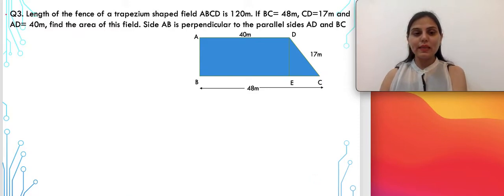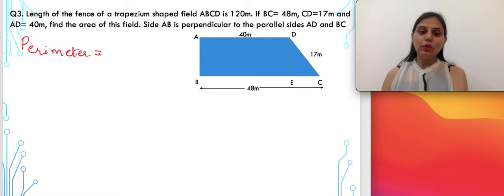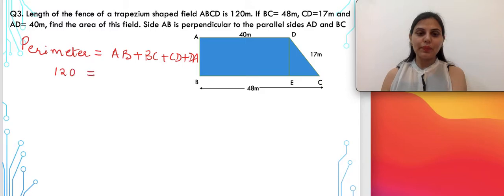Now let us start with the question. Length of the fence, that means the perimeter of the field, is given to you. We know that the perimeter is the sum of all the four sides. So perimeter will be equal to AB plus BC plus CD plus DA. Now perimeter is given as 120 meters. AB side is unknown, so let us keep it as AB only. BC side is given as 48, CD side is given as 17 and DA is given as 40.